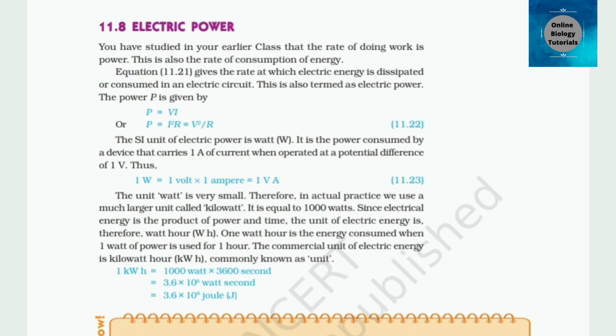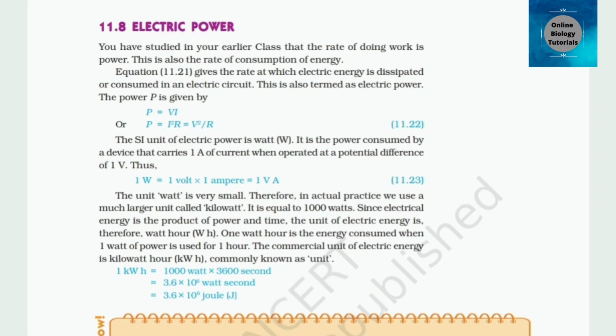12.22. The SI unit of electric power is watt, W. It is the power consumed by a device that carries 1 A of current when operated at a potential difference of 1 V. Thus, 1 W = 1 volt × 1 ampere = 1 VA. 12.23. The unit watt is very small. Therefore, in actual practice, we use a much larger unit called kilowatt. It is equal to 1000 watts.